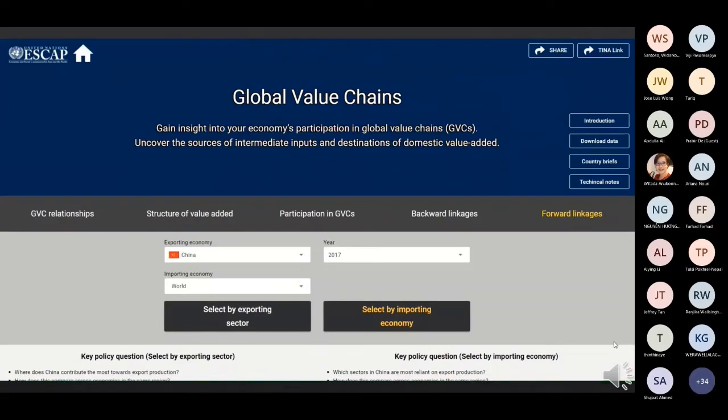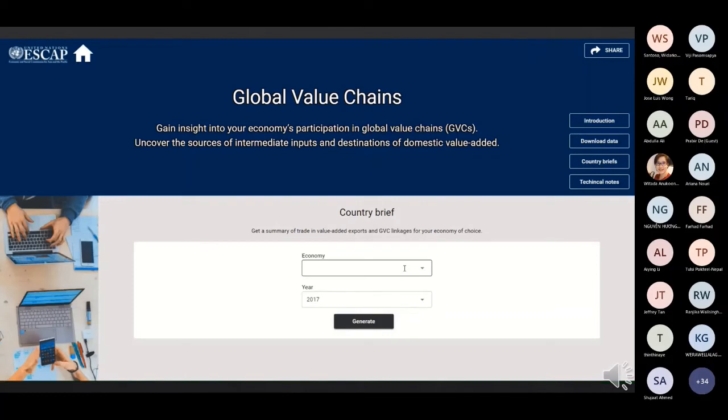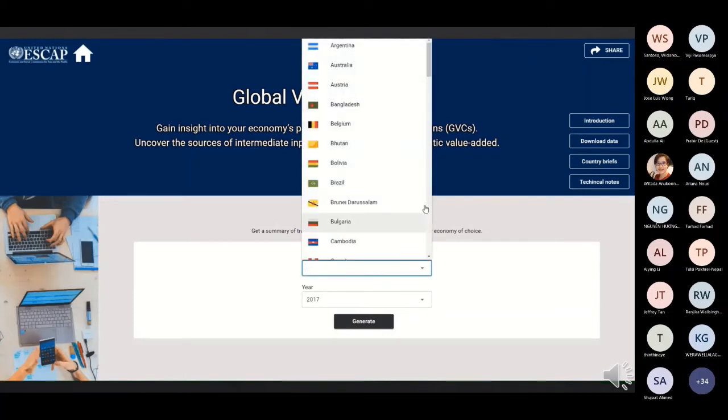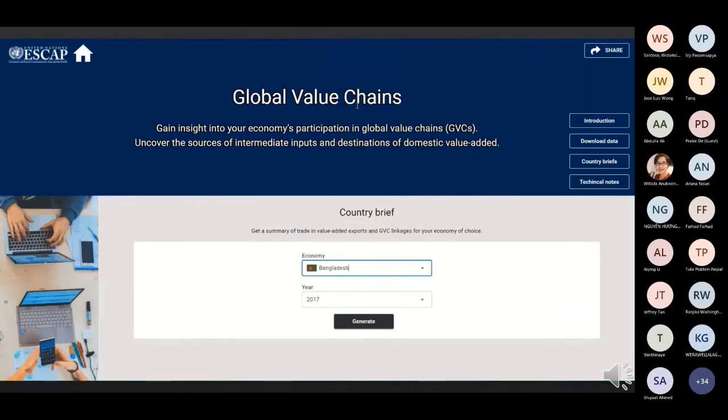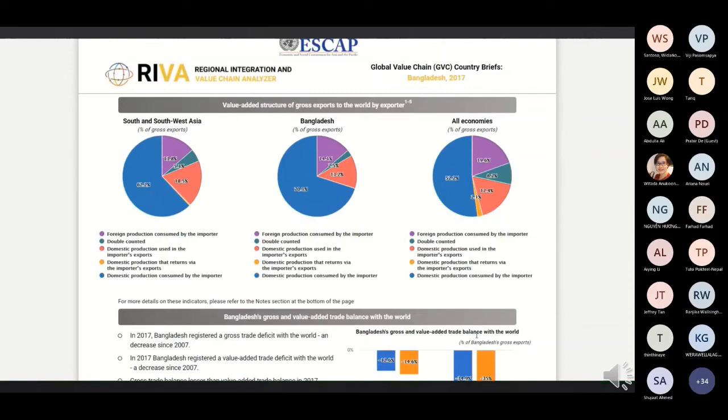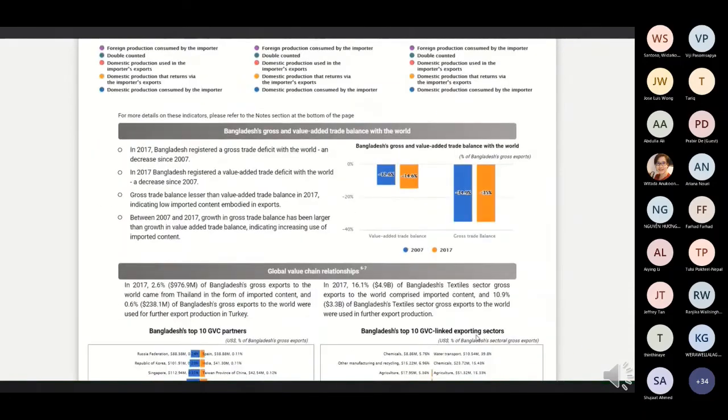Also, Reva is flexible to support any type of users. We know a great challenge of people working with policymakers is the time sensitivity. So, we have country briefs for you. Just choose an economy of your interest and year, like this. I choose Bangladesh, 2017. Reva will generate the country brief in a format that is ready to use.